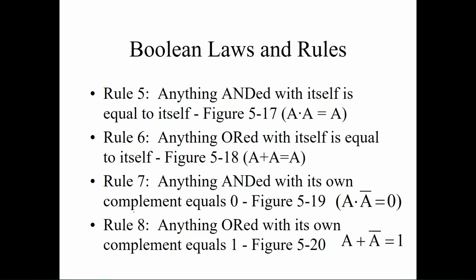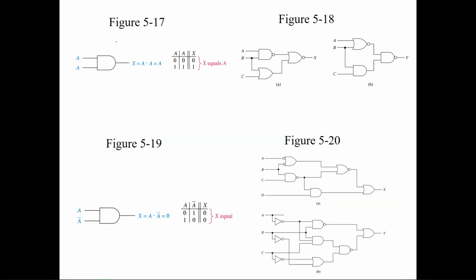All right, so let's talk about a few more laws and rules. Again, a lot of what we're dealing with is the logic. So that's things like AND, OR, NOT, NAND, NOR, and how they're going to interact with each other. So for rule 5, anything ANDed with itself is equal to itself. It's talking about this guy right here. So if you have two signals that are the same, they will equal a signal out.